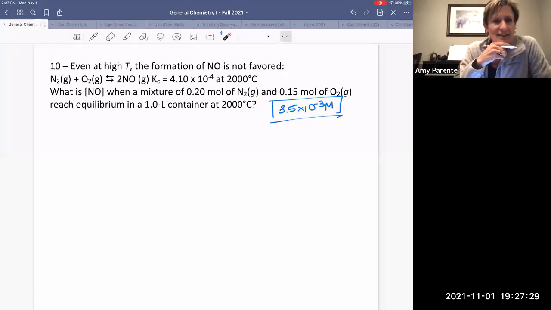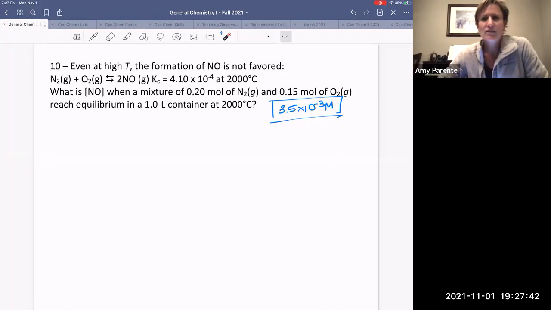So this is asking us, what's the concentration of NO when a starting mixture of 0.2 moles N2 and 0.15 moles of O2 reach equilibrium in a 1 liter container? So the answer is given there in blue. Let me know when you either have gotten the right answer or you're ready to work through the solution.